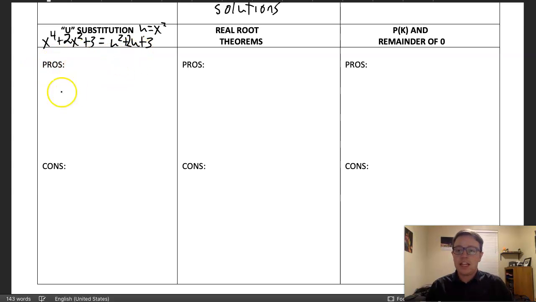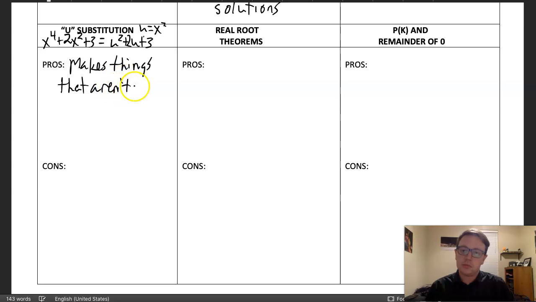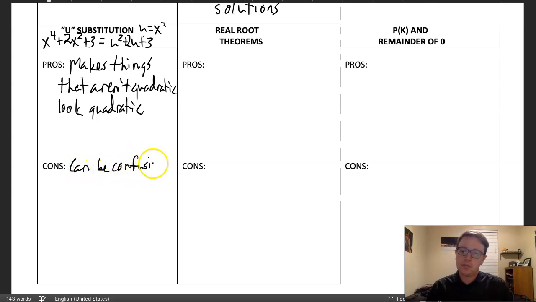So what's the pro here? It makes things that aren't quadratic look quadratic. Okay, what are the downsides? Well, it can be confusing, like we've just seen up here, and it doesn't work every time. It doesn't work on every polynomial.